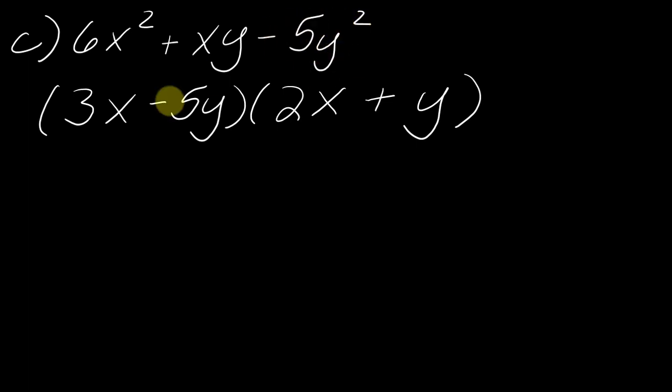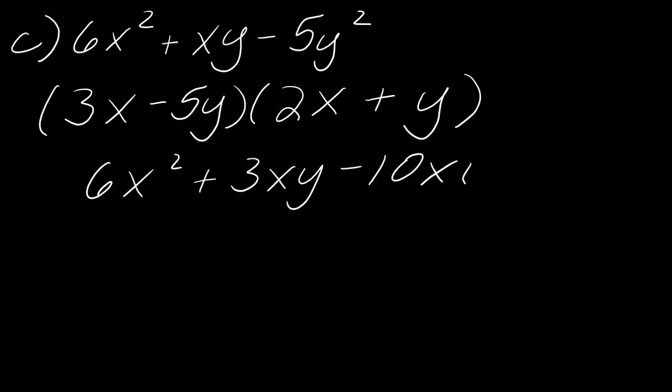There's only one way to make 5y, right? So it's got to be negative 5 and 1 or negative 1 and 5. So one of these things has to be negative so that this ends up being negative. Hopefully that makes sense. And then I'm going to tack a y on at the end to get that y squared part. Okay, so just notice what happens if I actually multiply this together. This is going to end up becoming 6x squared and then 3xy minus 10xy and then minus 5y squared.